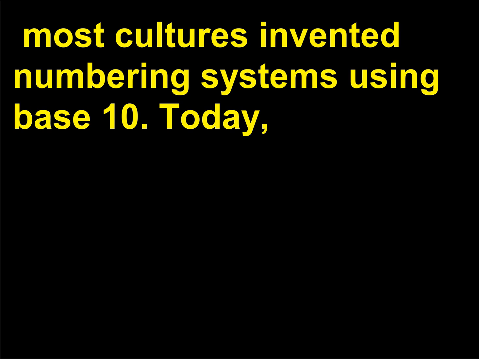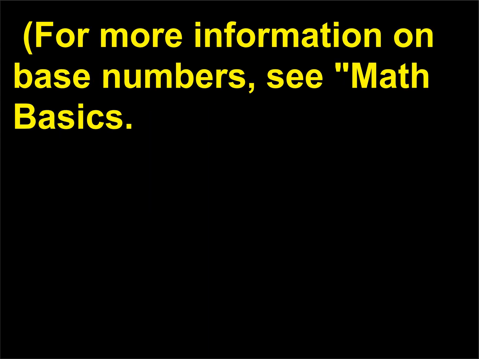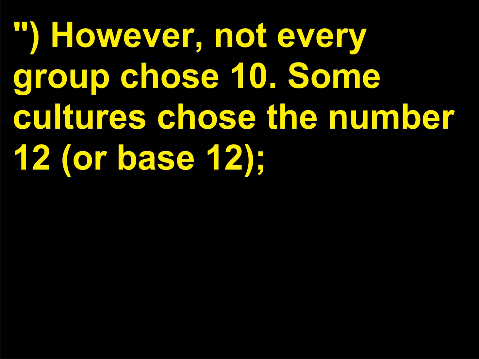Today, we call these base numbers, or base of a number system, the numbers that determine place values. For more information on base numbers, see Math Basics. However, not every group chose 10.